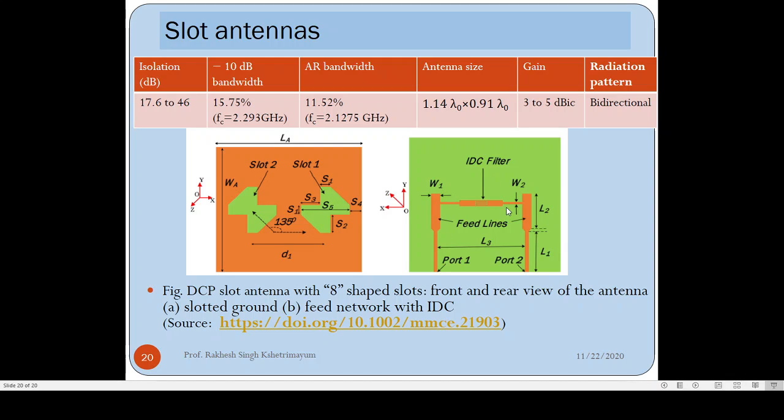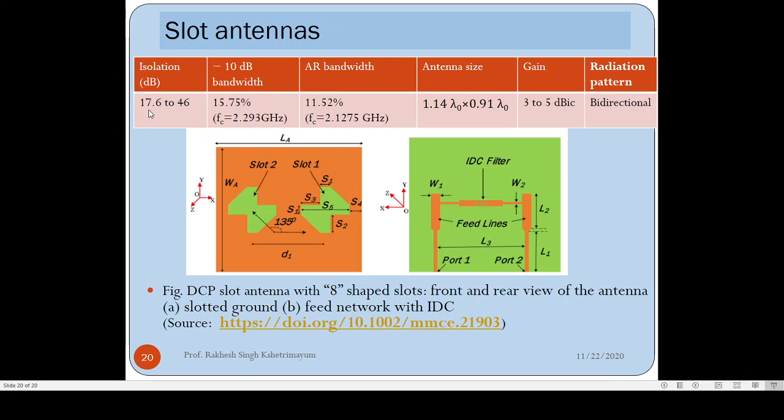This is a feed network. This is port 1, this is port 2, and as usual this feed network is in the microstrip plane and these slots are in the ground plane. And in order to improve the isolation, we have used an interdigital capacitor here. This filter is a bandstop filter which will actually minimize the interference between port 1 and port 2.